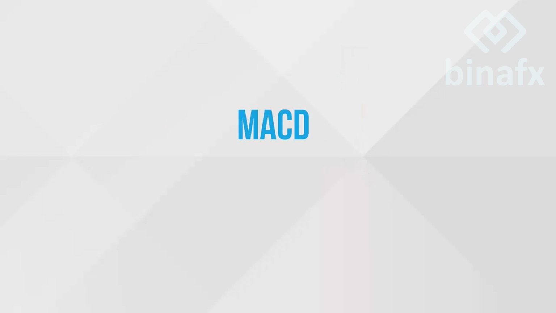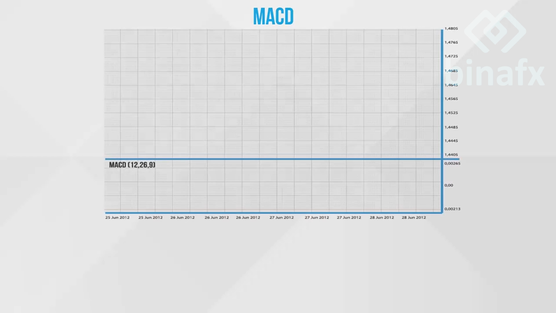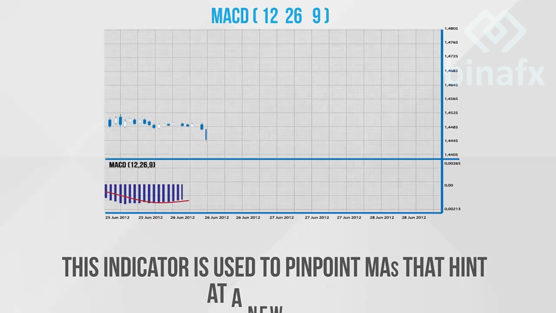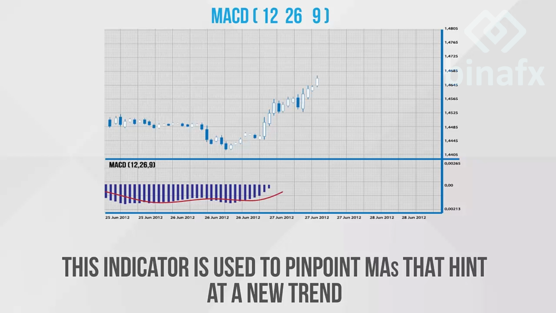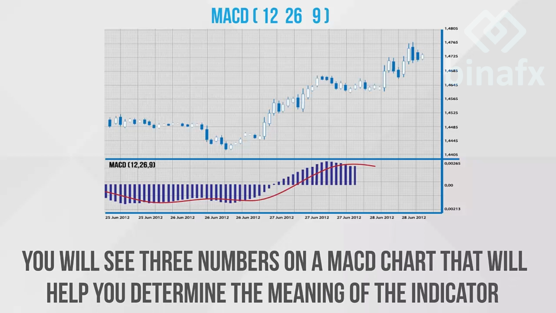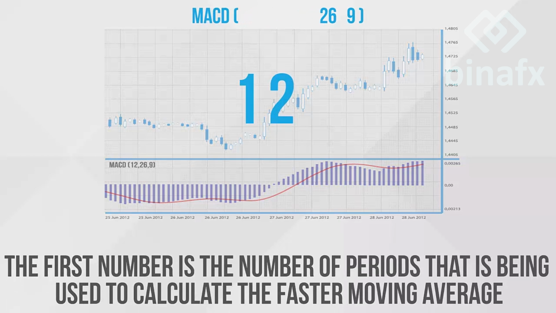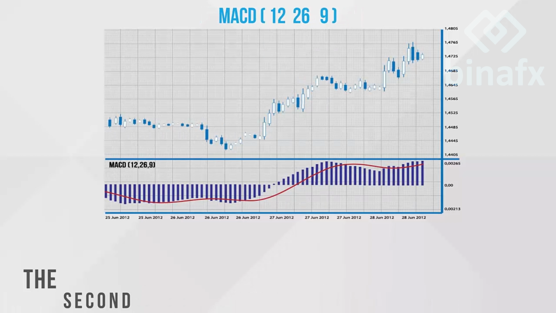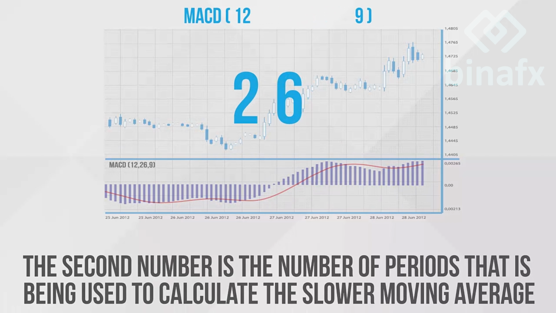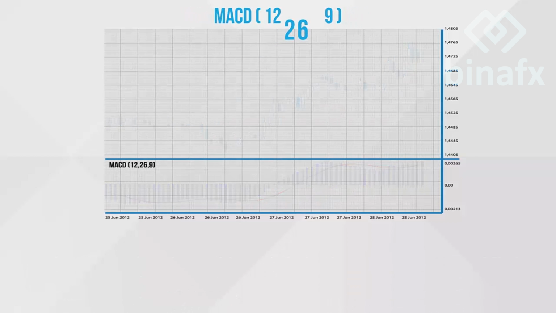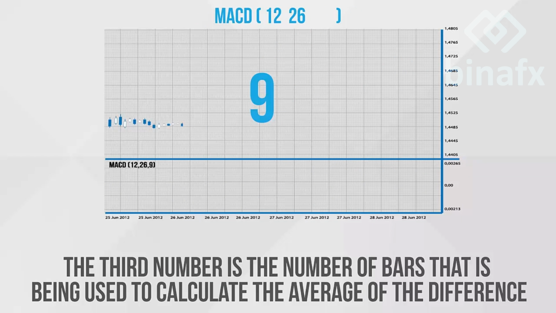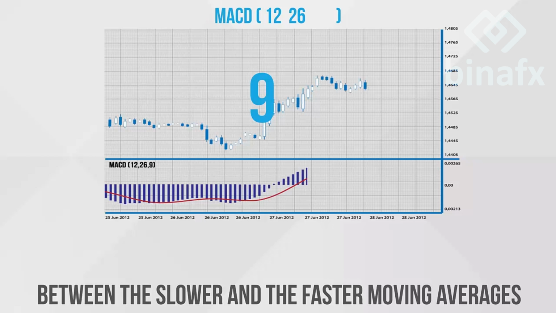MACD. Another useful and widely used indicator is the MACD. This indicator is used to pinpoint moving averages that hint at a new trend. You will see 3 numbers on a MACD chart that will help you determine the meaning of the indicator. The first number is the number of periods that is being used to calculate the faster moving average. The second number is the number of periods that is being used to calculate the slower moving average. The third number is the number of bars that is being used to calculate the average of the difference between the slower and faster moving averages.